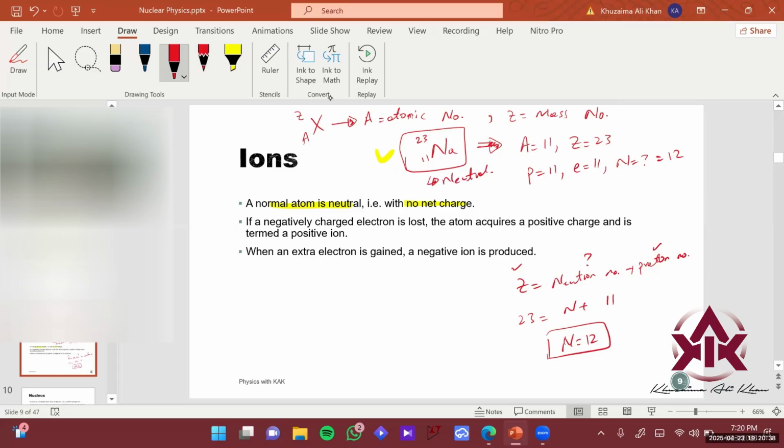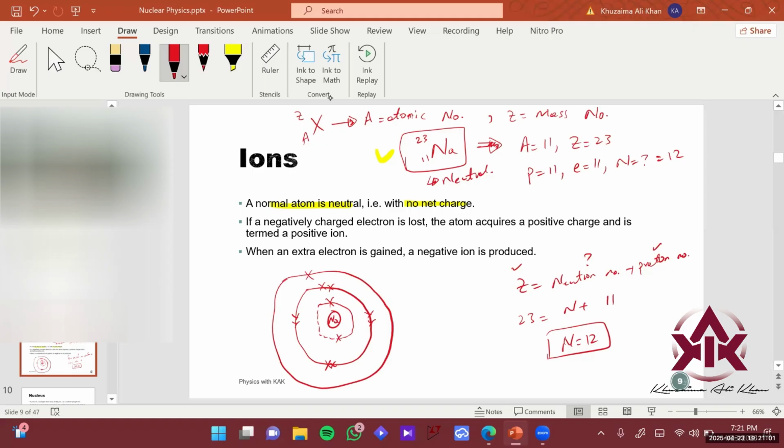Right, now let me just draw its structure here. This is sodium. In the first shell, we will have two electrons, and then we will have eight electrons here, right? And then we have the last shell, which has the 11th electron. So we have 2 plus 8, 10 plus 1, 11 electrons here, and inside the nucleus we have 11 protons and 12 neutrons.